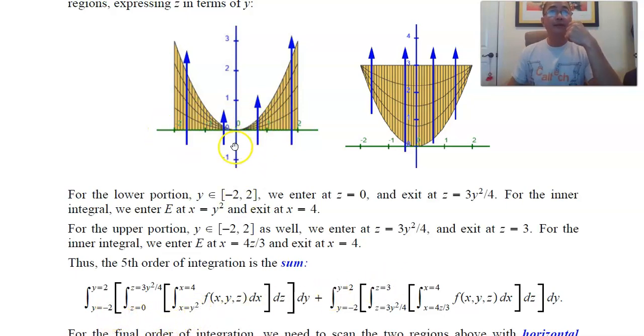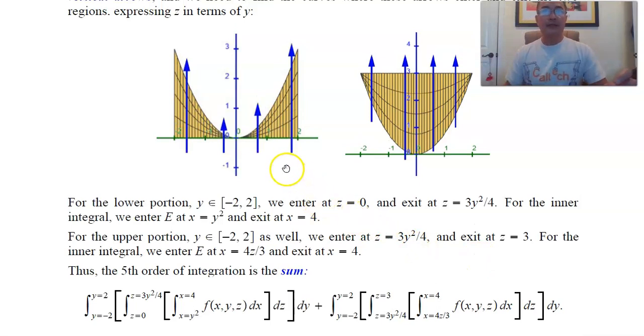Okay, so for the first part, y from minus 2 to 2, z from 0 to 3y squared over 4, that parabola. And then x will go from y squared to 4, the parabolic cylinder to 4. But for the second part, y is still going from minus 2 to 2, z from the parabola, 3y squared over 4, to z equals 3, but we will enter at the plate. We have to solve for x in terms of z, x equals 4z over 3. We will exit at x equals 4.